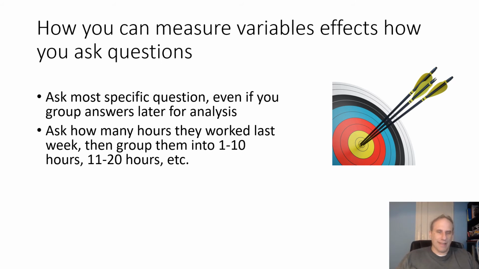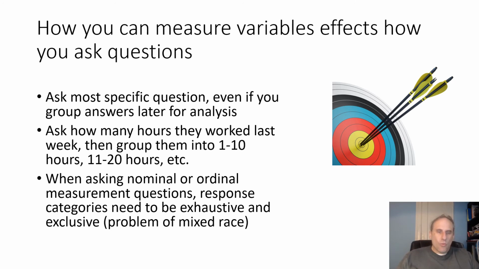When asking nominal or ordinal measure questions, response categories need to be exhaustive and exclusive, meaning if they answer one answer, they shouldn't be able to answer another. Now, you're going to end up with problems. If you ask about people's race, some people are mixed race, and you're going to have to figure out what categories they go into. Do you have a mixed race category, or do you push them to choose one or the other?